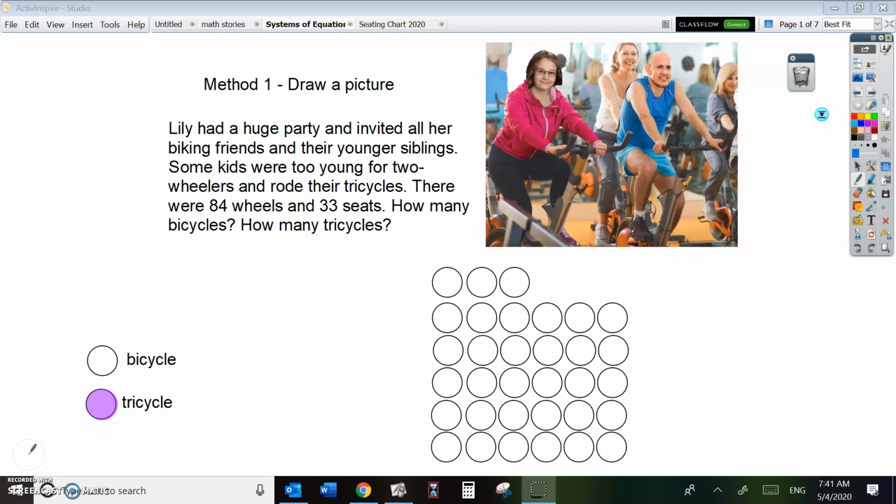had a huge party and invited all our biking friends and their younger siblings. Some kids were too young for two-wheelers and rode their tricycles. There were 84 wheels and 33 seats. How many bicycles? How many tricycles?